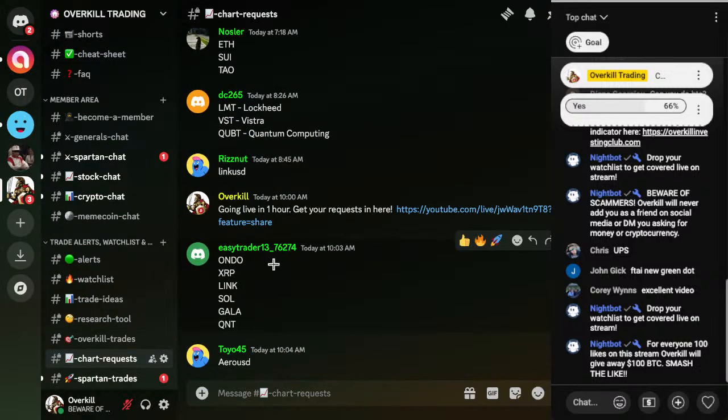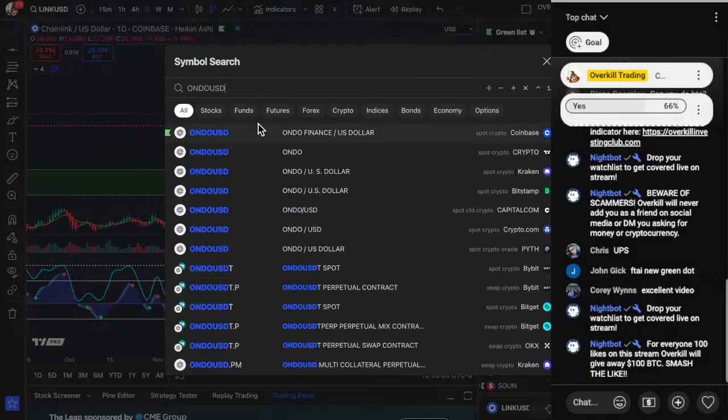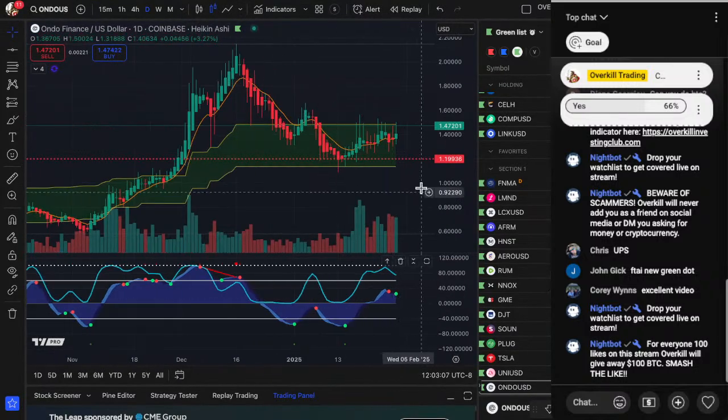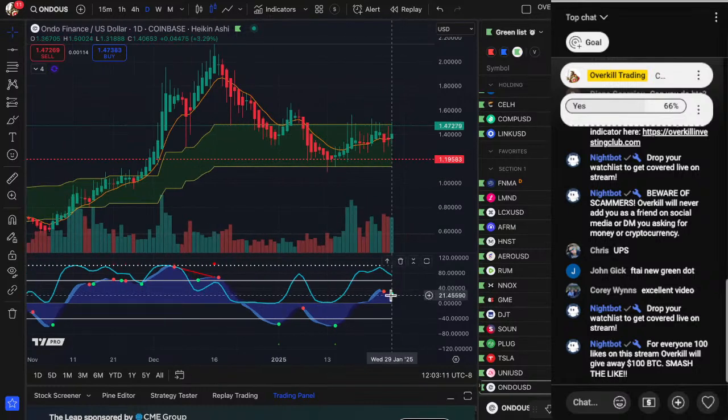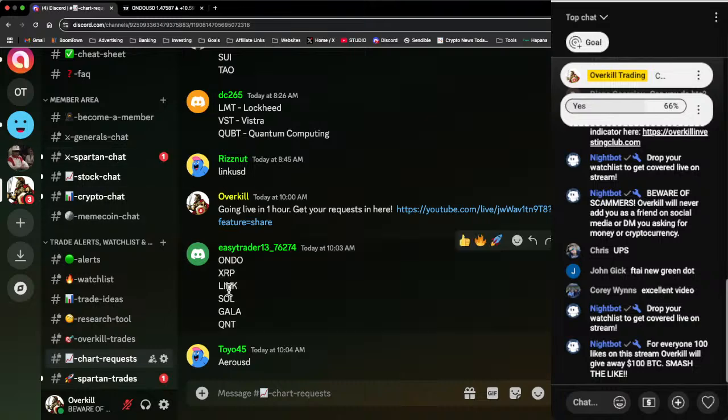We got Ondo. I believe we covered Ondo. Ondo is green today, so we're watching 120 on Ondo. 120 is the stop loss. That one looks good for an entry today, though.